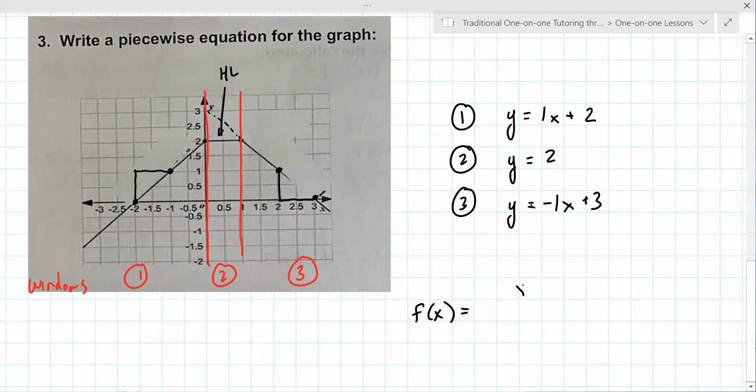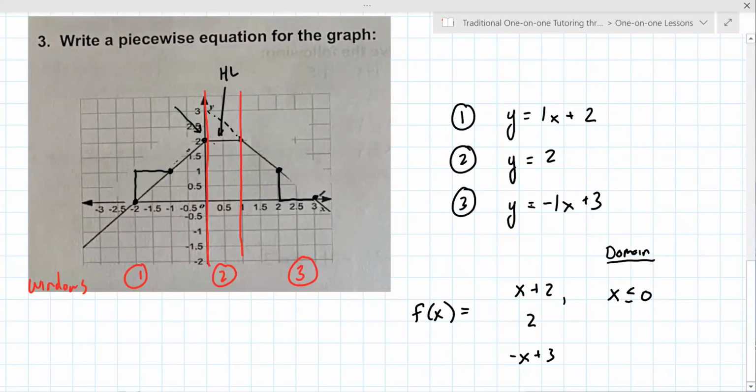So your function f of x is almost complete. It's x plus 2, and then minus x plus 3. The last part is the regions over here. These are the equations, and over here is the domain that each works in. So this one on the left is good for any value less than or equal to 0, because right there it's a solid point. You see that solid there?